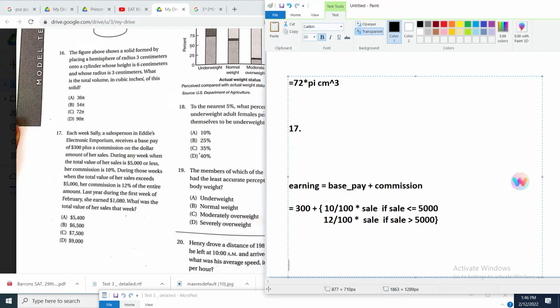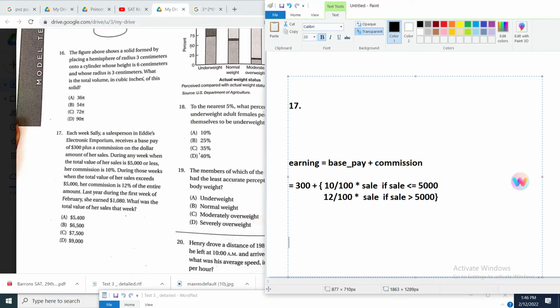Okay, and last week she earned $1,080, so they asked about the sales. Now we have earnings equal to $1,080. So let's break it out. It is actually equal to 300 plus 780, with 300 being her base pay and 780 being her commission, right?